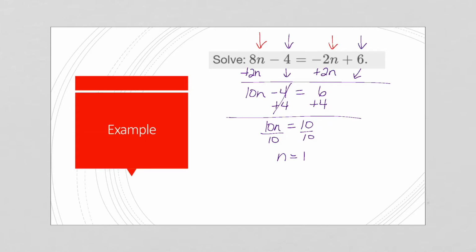And again, to check your work, 8 times 1 minus 4, does that equal negative 2 times 1 plus 6? 8 minus 4, does that equal negative 2 plus 6? 8 minus 4 is 4. Negative 2 plus 6 is also 4. This is my answer.